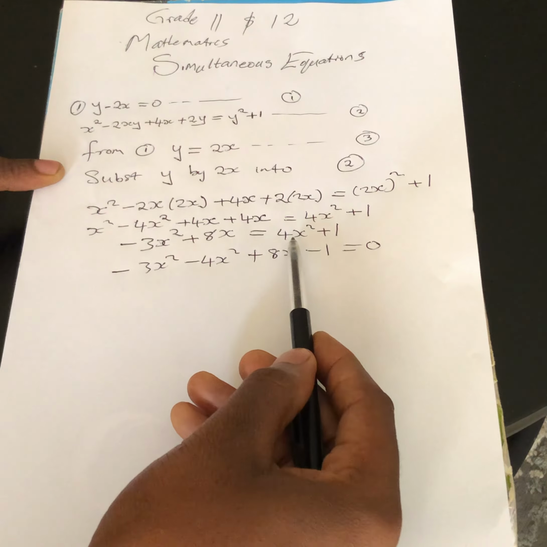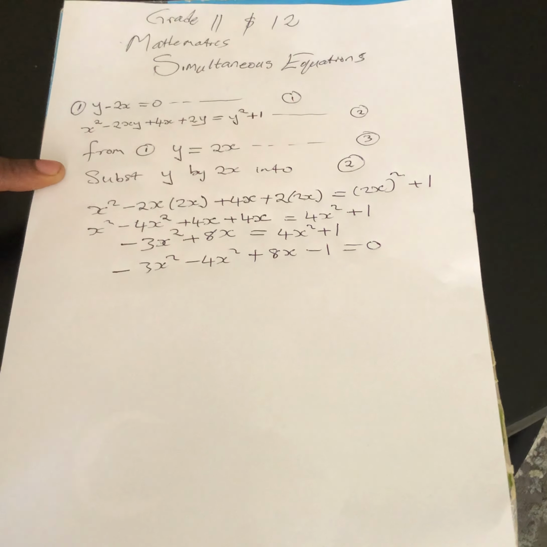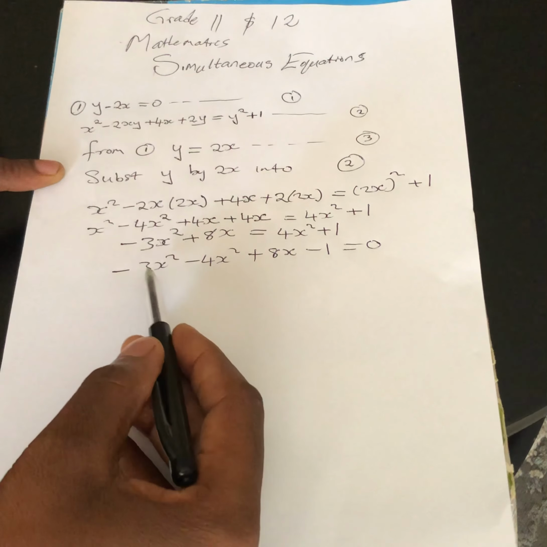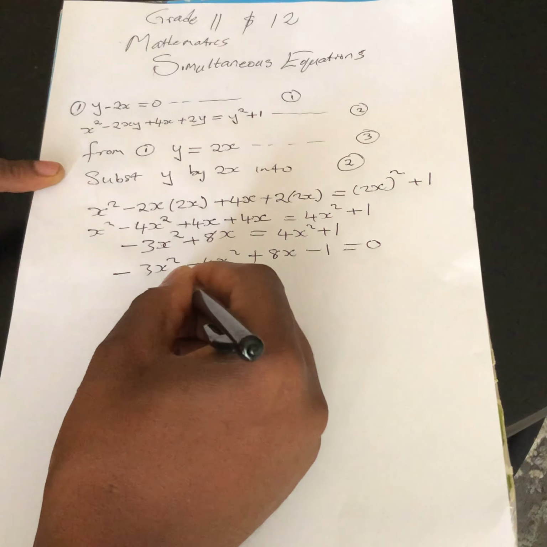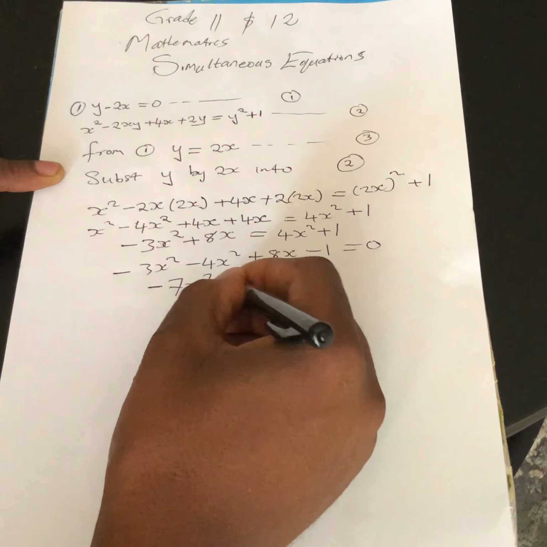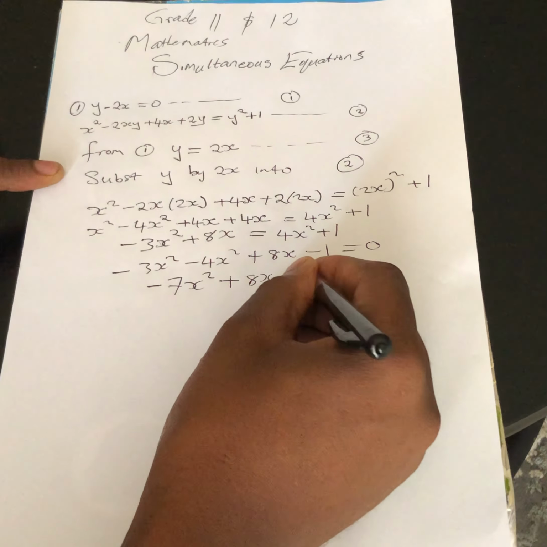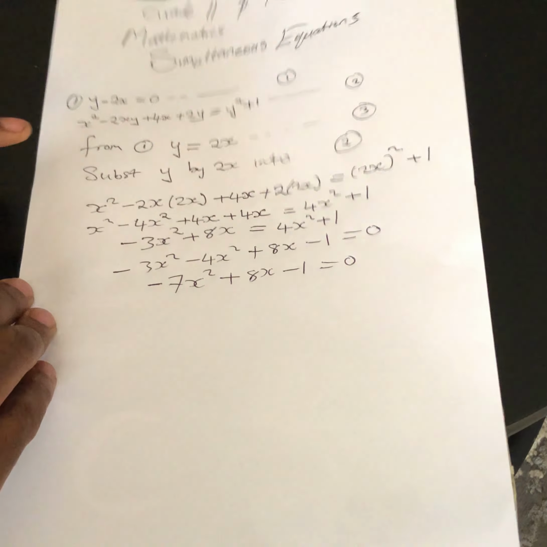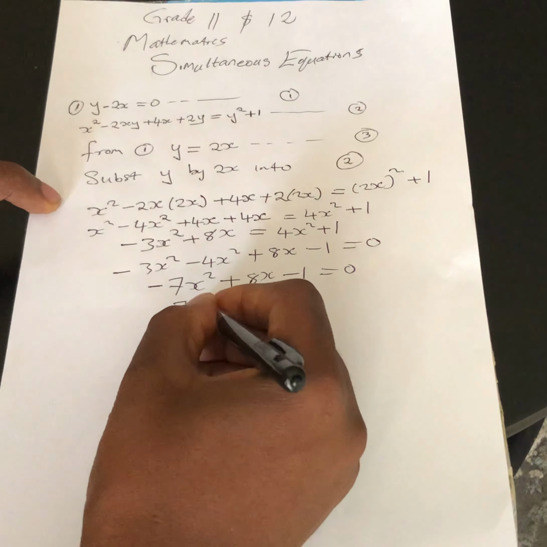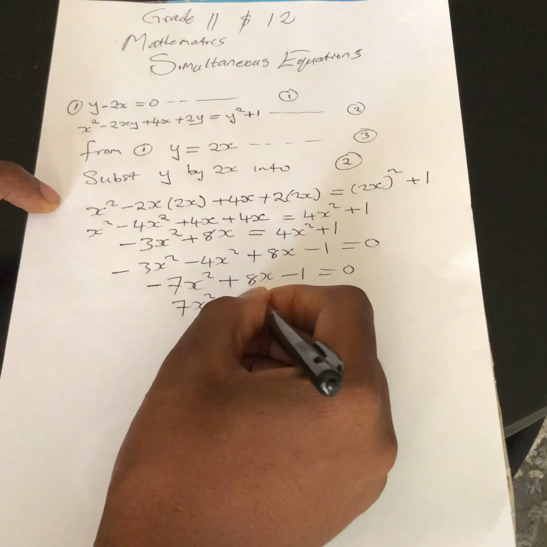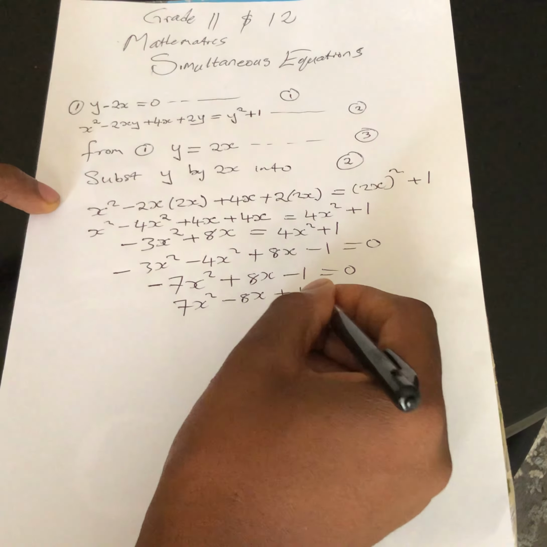We are now going to have negative 3x squared minus 4x squared plus 8x minus 1 is equal to 0. We transpose 4x squared plus 1 to the other side. And then you add the like terms. We are going to have negative 3x squared minus 4x squared, which will give you negative 7x squared plus 8x minus 1 is equal to 0. And then from here, you can divide everything by negative 1 so that we have 7x squared minus 8x plus 1 is equal to 0.